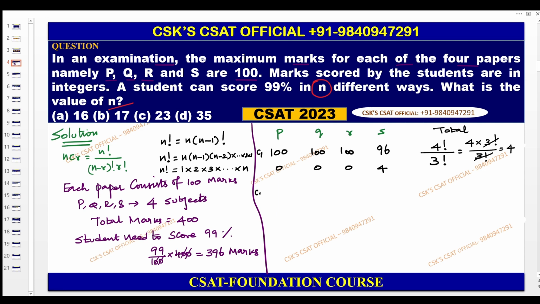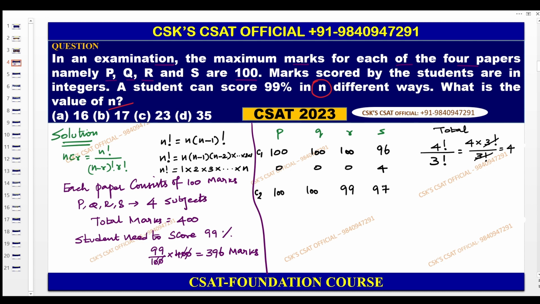Now we can go with case 2. 4 marks we are done. That 4 marks can be split as 3 plus 1, right? Which means that he is scoring 100 in 2 subjects, losing 1 mark in 1 subject, losing 3 marks in 1 subject. That's it. Irrespective of the subject, P, Q, or S, anything is fine. That only we are making into combinations here.